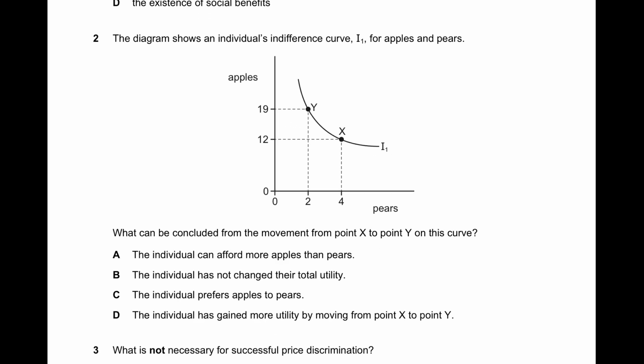In the second question, the diagram shows an individual indifference curve I1 for apples and pears. What can be concluded from the movement from point X to Y? If you're going from point X to Y, clearly preferences are changing in this case, but the total utility remains the same because you are on the same indifference curve. You're only preferring to have more apples than pears, and when you have more apples, you are sacrificing pears, which means since you are on the same indifference curve, the individual has not changed their utility, so the answer in this case will be B.